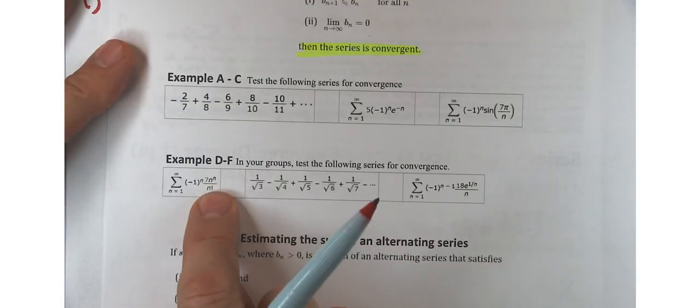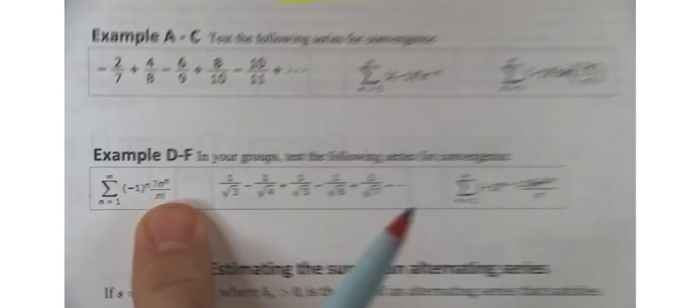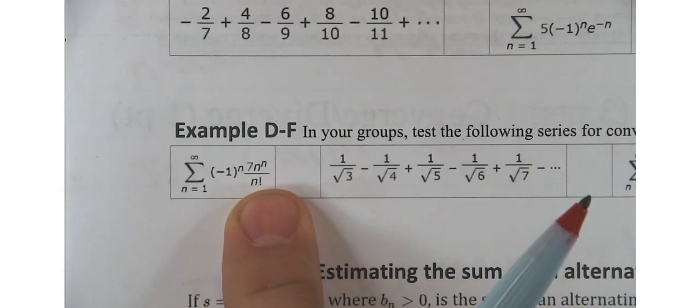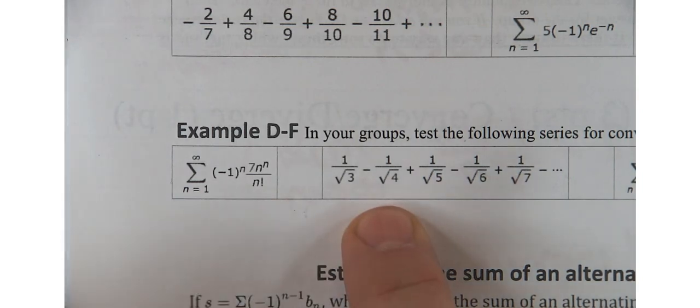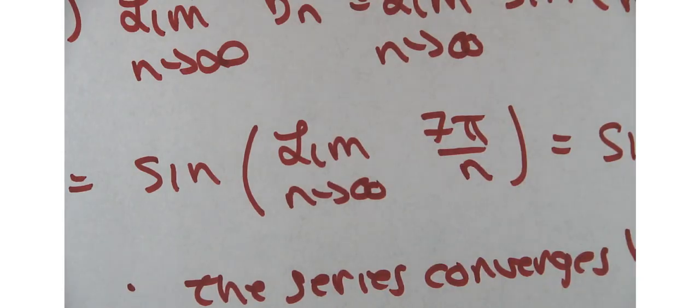This one is pretty cool, and if I remember right, it's going to end up having a limit that deals with e, but I want to discuss this one when we do the ratio test, so I'm going to hold off on that one. We're going to move on to this one right here. So let's take a look at that. So I'll skip to example E.